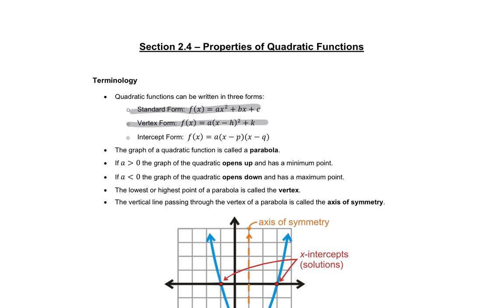If a is greater than 0, it's going to open up. So obviously you have your xy axis, and apparently I don't have a pen that works. So you have your xy axis. You have one that opens up. And this is when a is greater than 0, so your a is going to be positive. And then you're going to have this point right here, which is your vertex.